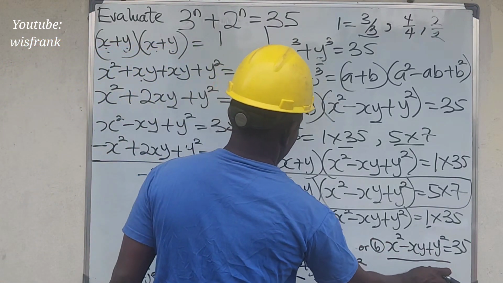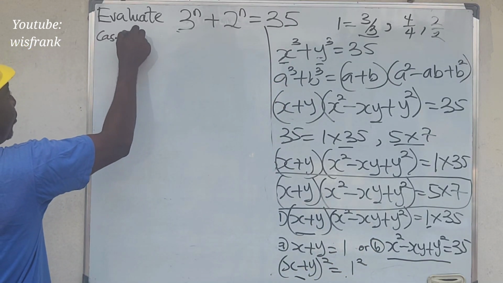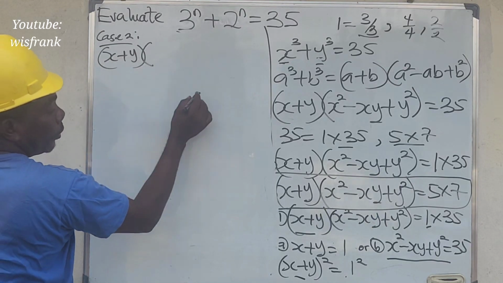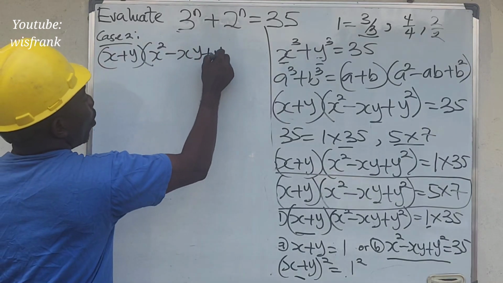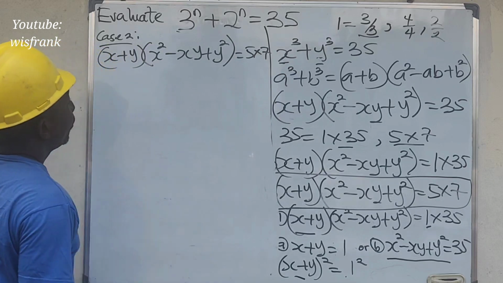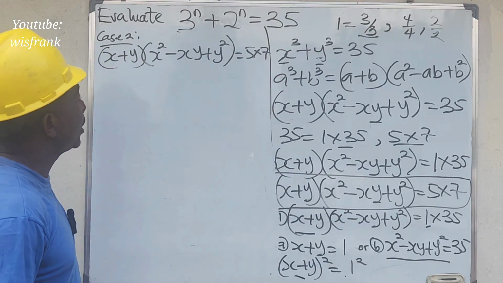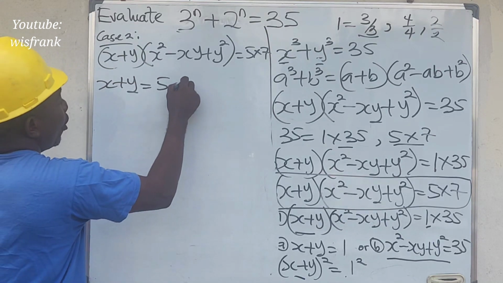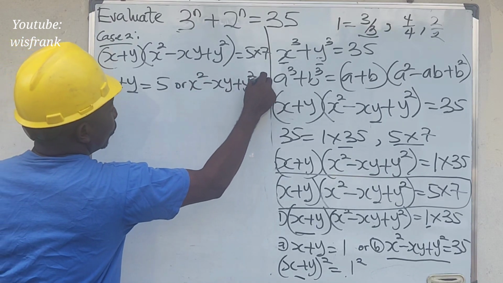So here we need to clean this. From case 2, we have x plus y into x to the power of 2 minus xy plus y to the power of 2, all equals 5 times 7. So in this case, it is either the first parenthesis equals 5 or the second parenthesis equals 7. So we have x plus y equals 5, or we have x to the power of 2 minus xy plus y to the power of 2 equals 7.